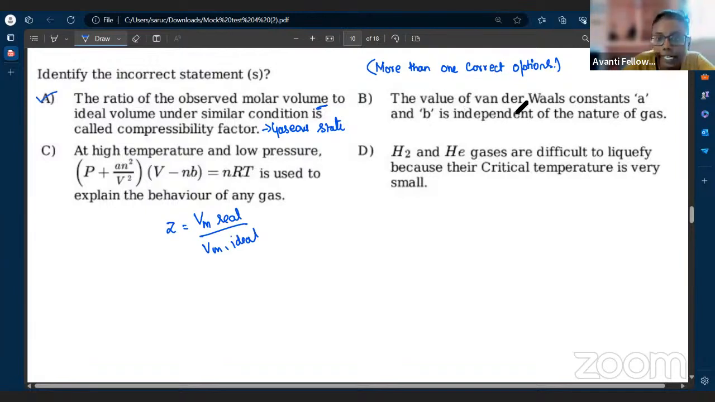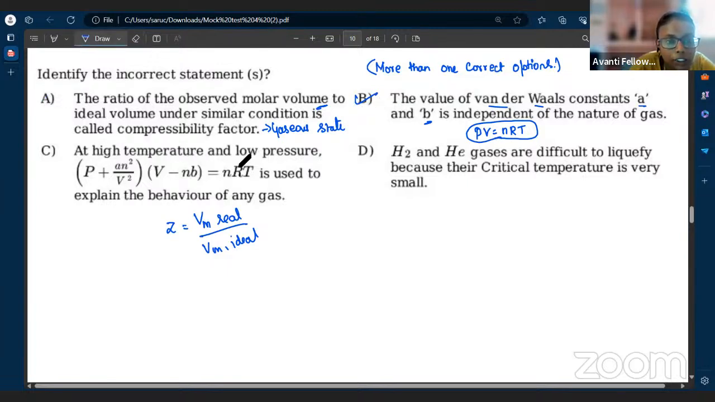It is true. Next, the value of Van der Waals constants A and B is independent of the nature of the gas. Are they independent or dependent? For a real gas, PV equals nRT is not obeyed, so A and B give the correction terms. So they depend on the nature of the gas. This one is the incorrect statement. The first is correct and this is incorrect. B is the incorrect statement.